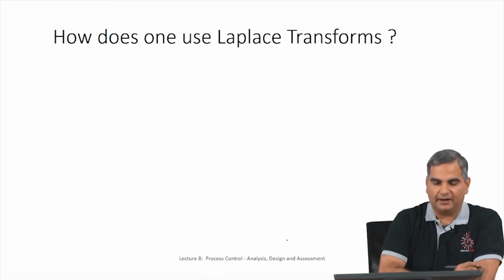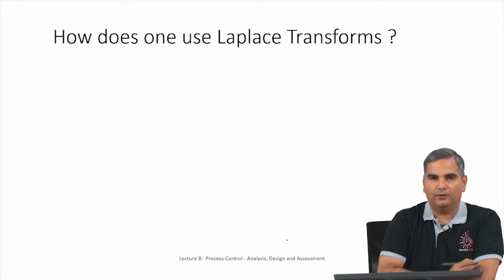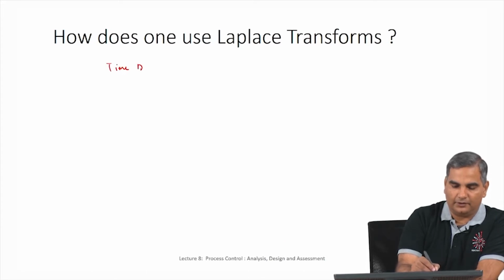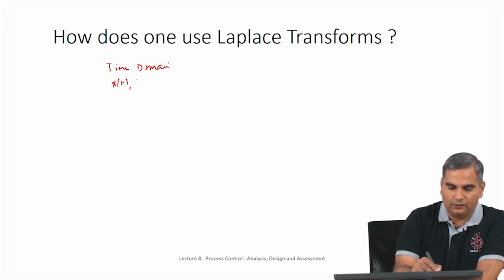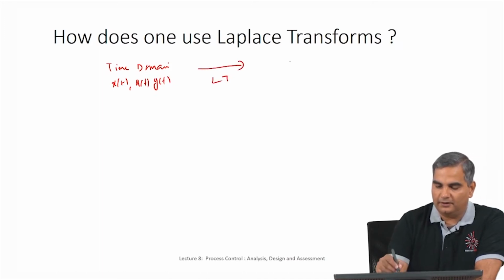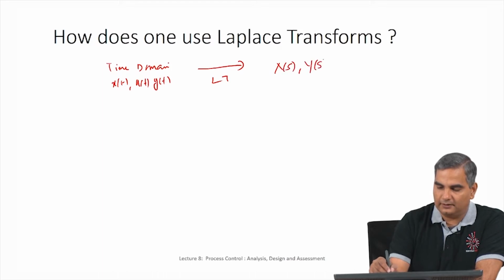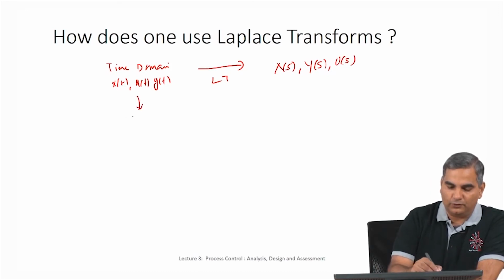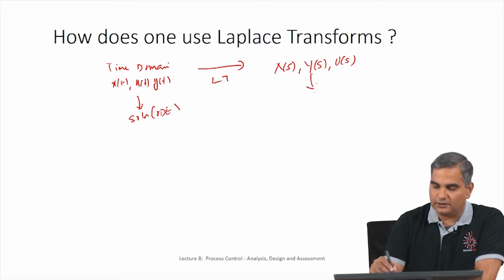So, let us summarize by talking about how one would use Laplace transforms. The first thing is I take a time domain set of equations, which are going to be in x of t, u of t, y of t, and then I do a Laplace transform. Then I get equations in terms of x of s, y of s and u of s. Once I have this equation, so here I have to get time domain solution, which is solving an ODE. Here the solution becomes a solution to an algebraic equation.